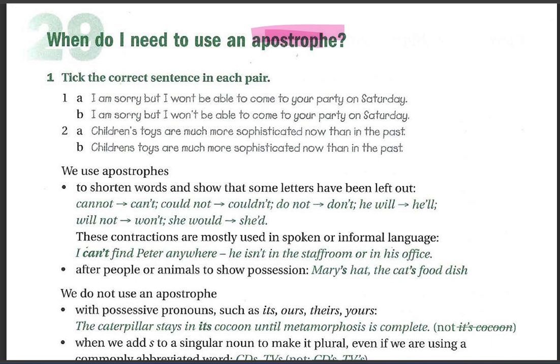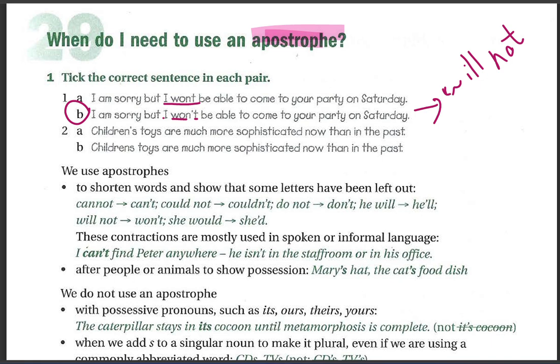1. Check the correct sentence in each pair. 1. I'm sorry, but I won't be able to come to your party. I'm sorry, but I won't be. So the second one, B, has an apostrophe. Good. It's the contraction of will not.